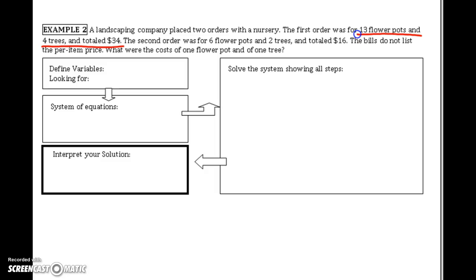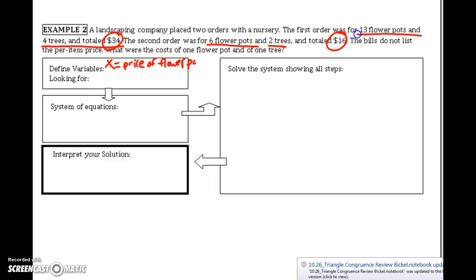The second order was for 6 flower pots and 2 trees, and total $16. Circle the totals. The bills do not list the price per item. So what we do not know is the price for flower pots and the price for trees. So those are going to be our variables. So in this one, I'm going to define X as the price of the flower pots, and Y as the price of trees. Okay. From there, I want to go ahead and set up my system.